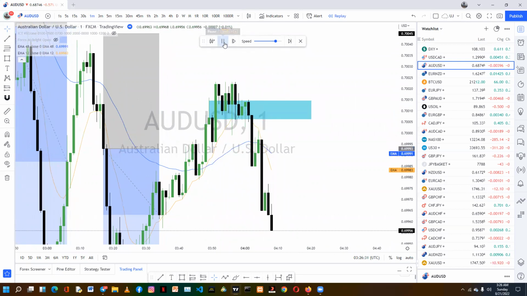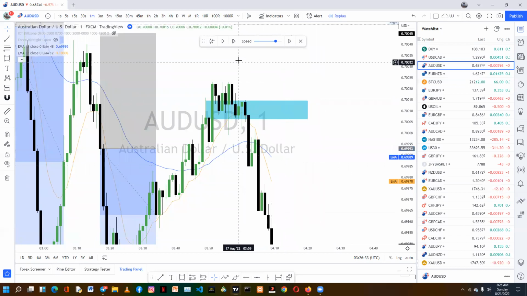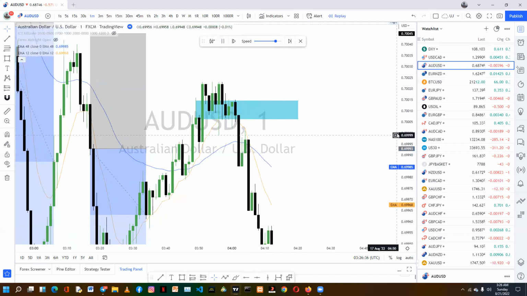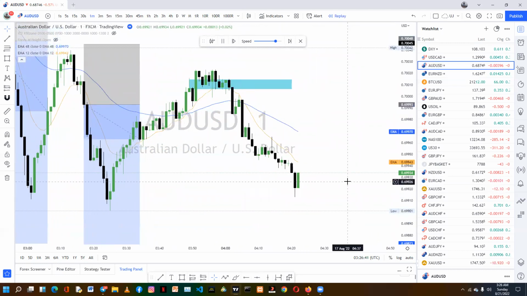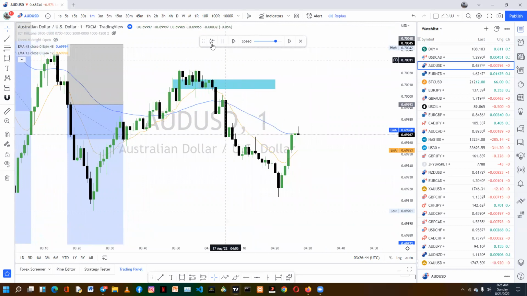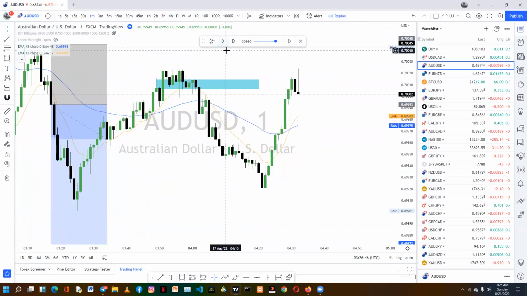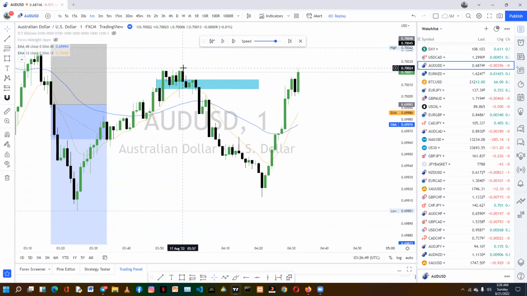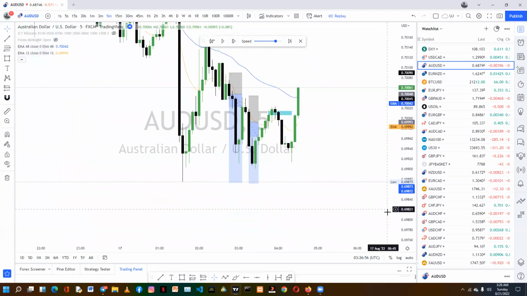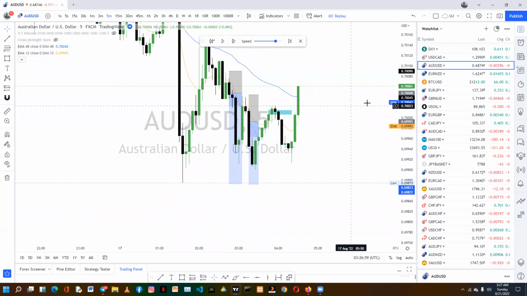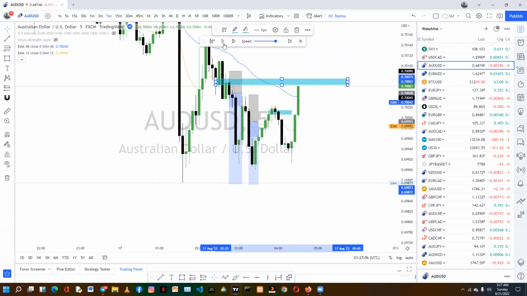Okay, now that you have crossed, let's see if you're going to have a touch. Let's see the touch. Oh, okay, so it went slightly above our level. Now sometimes change to the 5 minutes. Okay, what do you have here? This area.